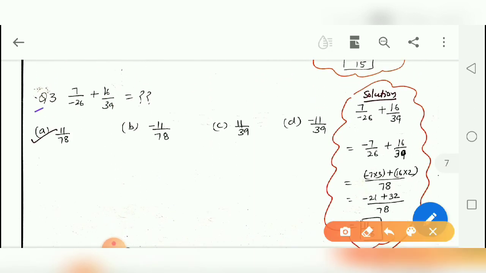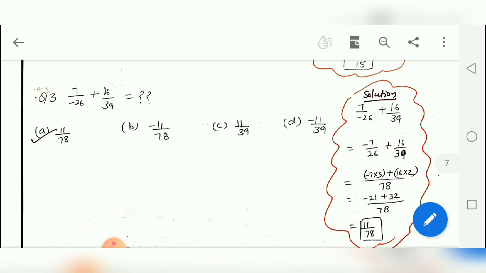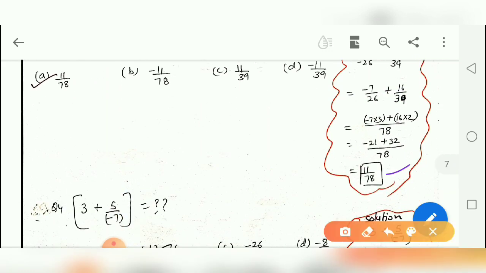Similarly, in the next question, these two rational numbers are to be added. Here is the solution of this. I have taken the LCM of 26 and 39 as 78. Then I have solved the numerator and I got the answer as 11 upon 78. So I have taken option A as the correct answer.